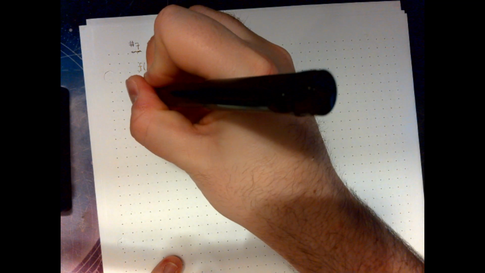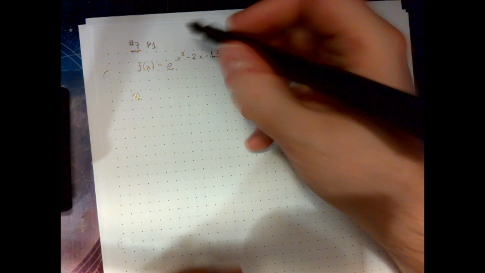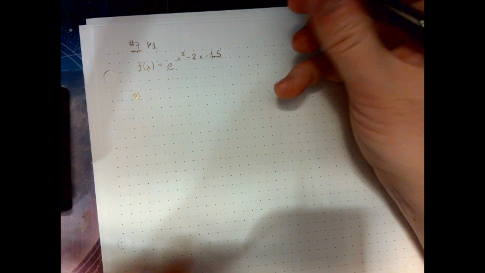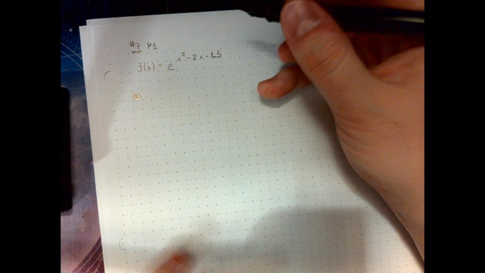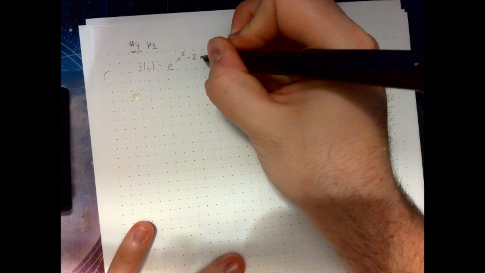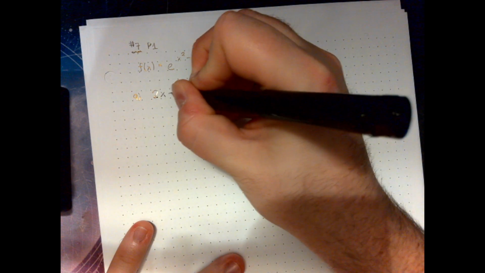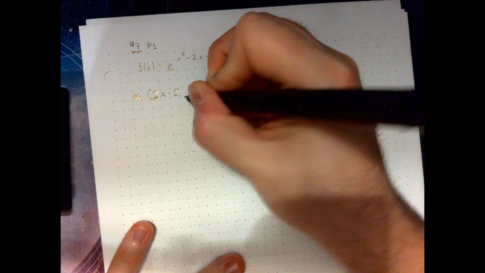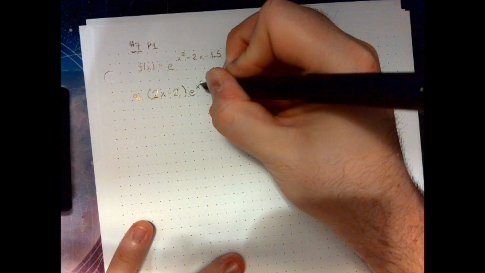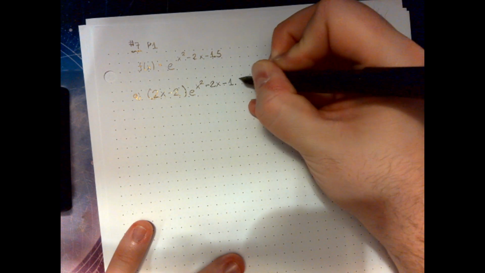So for a, nice and straightforward, we know that the derivative of e to the x is just e to the x again, but because we don't just have x on its own, we actually have a function, we also have to take the derivative of our exponent. So what this just becomes is the derivative up here, so 2x minus 2, multiplied by the exact same expression, e to the x squared minus 2x minus 1.5.